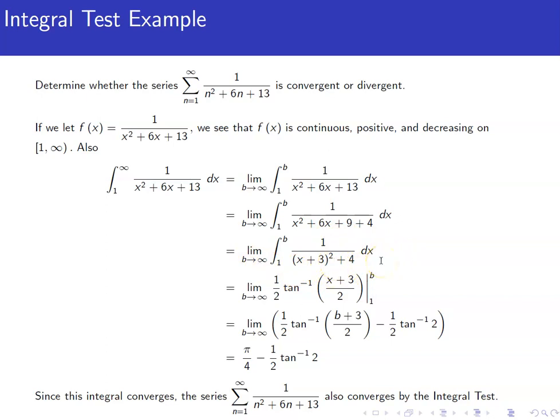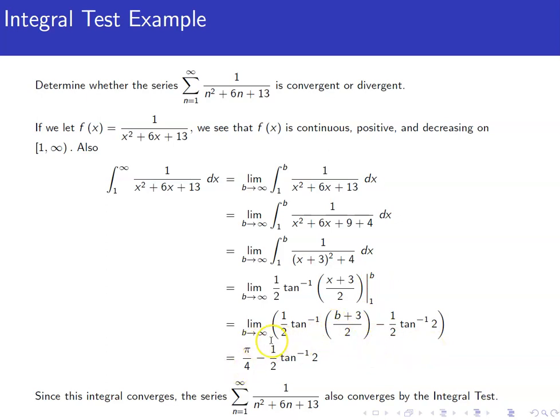We recognize this as an inverse tangent integral. It has the form 1 over u squared plus a squared. U is x plus 3, and the a would be 2 in this case. So an antiderivative is 1/2 inverse tangent of x plus 3 over 2, evaluated from 1 to b. We plug in our endpoints.